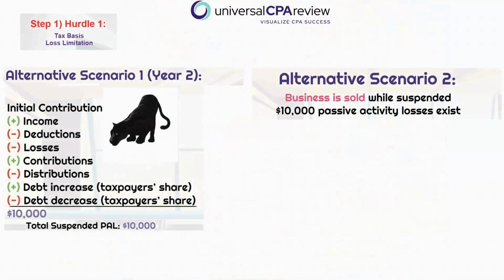All right, and our last alternative scenario is what happens if Eli has this suspended basis from a prior year, right, that $10,000, but this year he doesn't have the opportunity to incur more income and therefore no opportunity to increase his basis to take the deduction because the business is sold or disposed of. So if the business is sold while suspended $10,000 in passive activity losses exist, right? We sold off Panther. Then what happens to Eli's $10,000 in excess losses over his basis from the prior year?